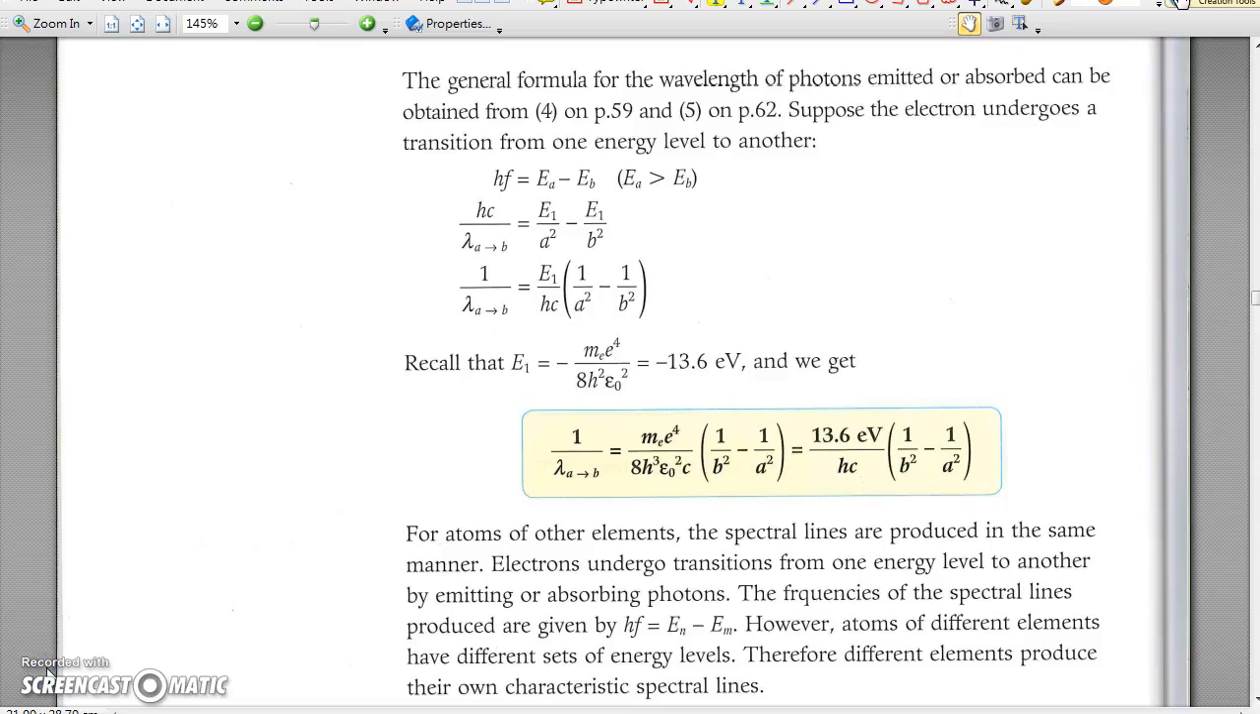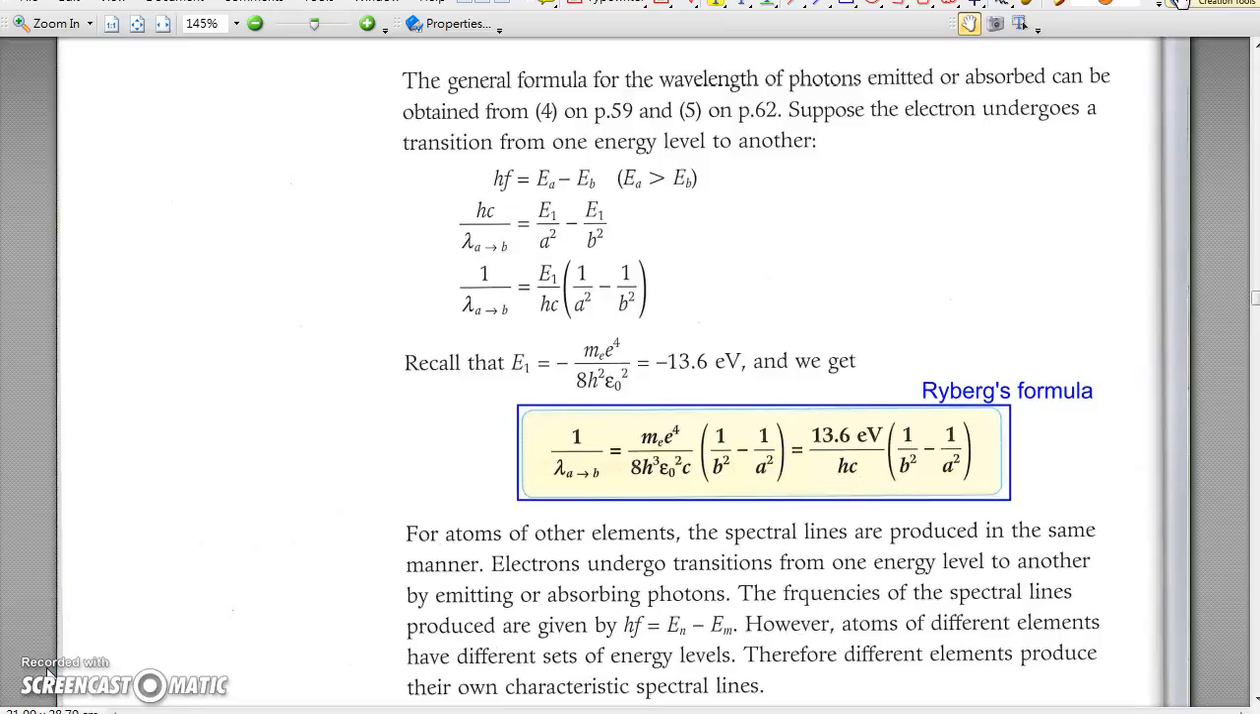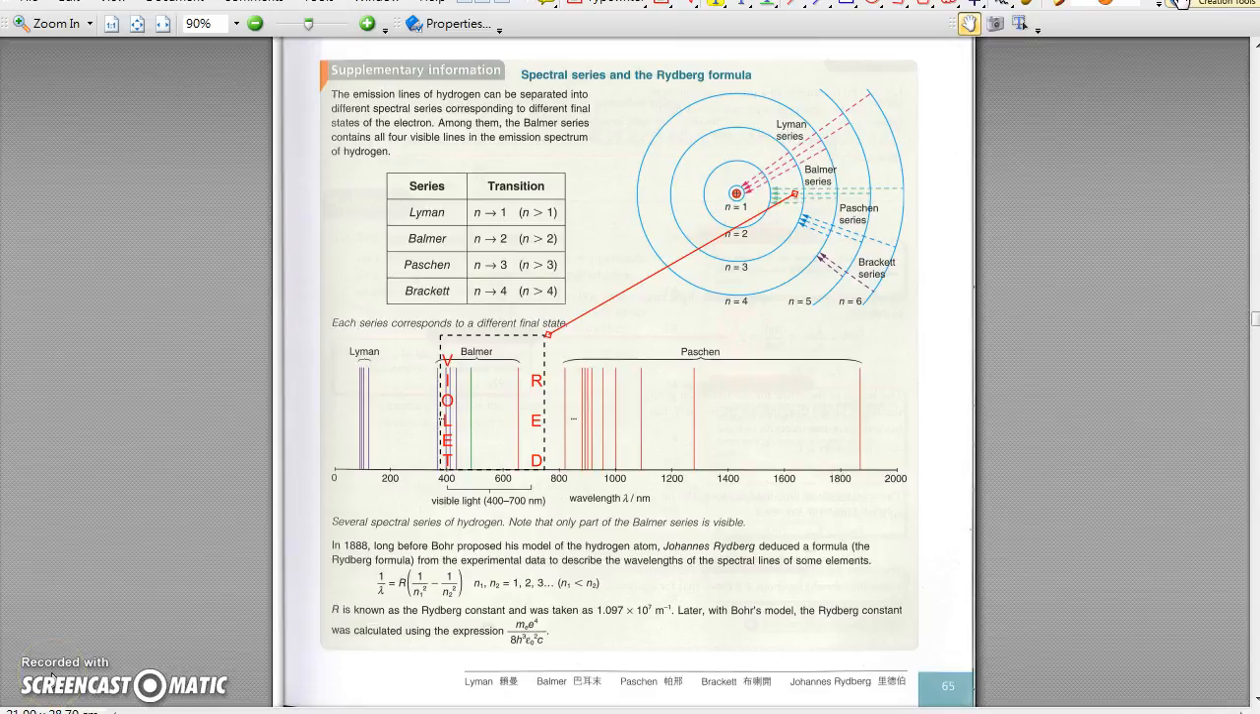For both emission and absorption, we can calculate the wavelength of the corresponding EM radiation using the equation listed on page 64. The formula was first identified as Rydberg's formula, where the Rydberg constant was determined experimentally. It was only after many years of the study of atomic physics that scientists eventually explained the value of Rydberg's constant. Refer to the supplementary information on page 65 for the earliest study of spectral lines.